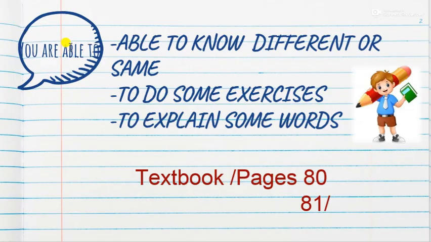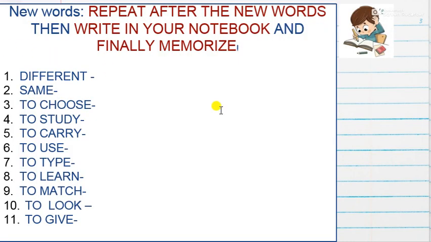Today you will learn about different and same, do some exercises, and explain some words. Open your textbook to pages 80 and 81. At first, look at the new words. Repeat after me, then write them in your notebook, and finally memorize them.